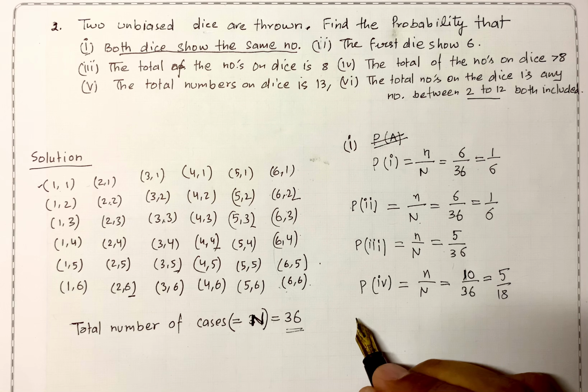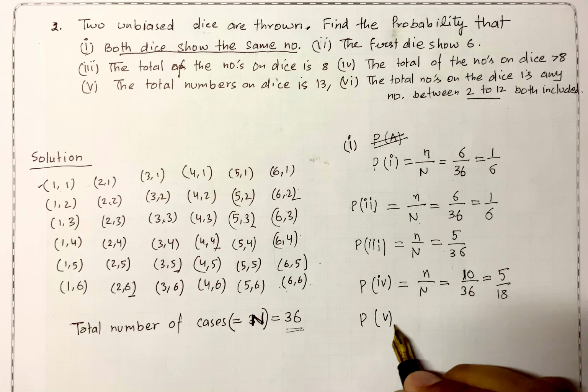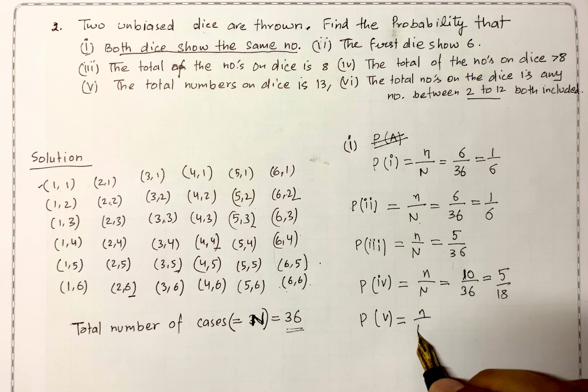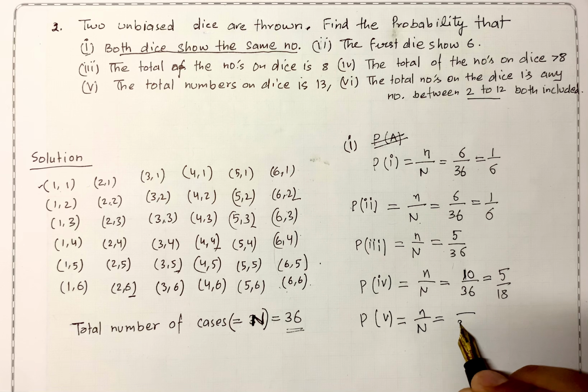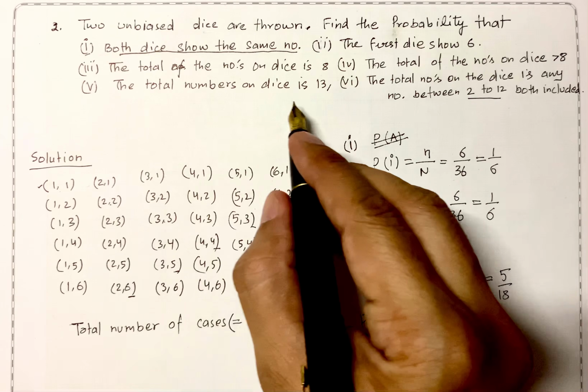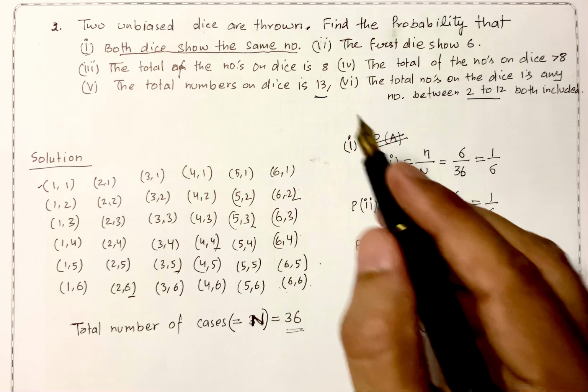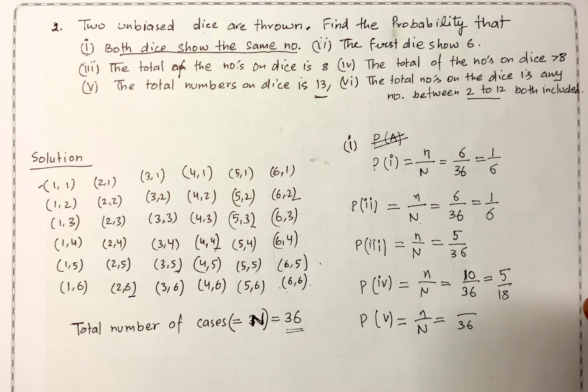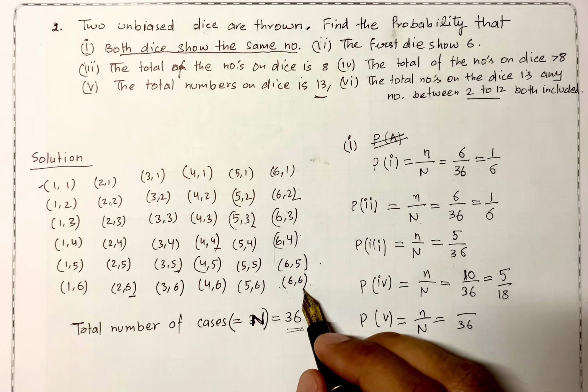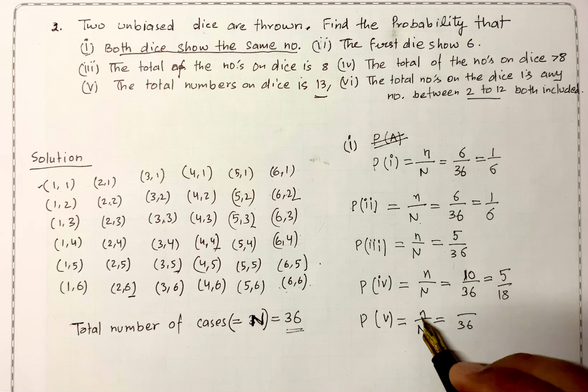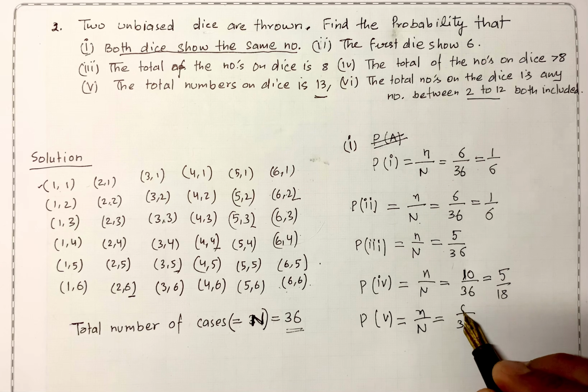Let's see the probability of the fifth part to happen. Again, it will be n by N. Capital N of course remains 36. Small n is what? The total on the dice is 13. So how many cases are there? The maximum total that can come out is 12, 6 plus 6. There is no case where the total can be 13. So it will be 0.